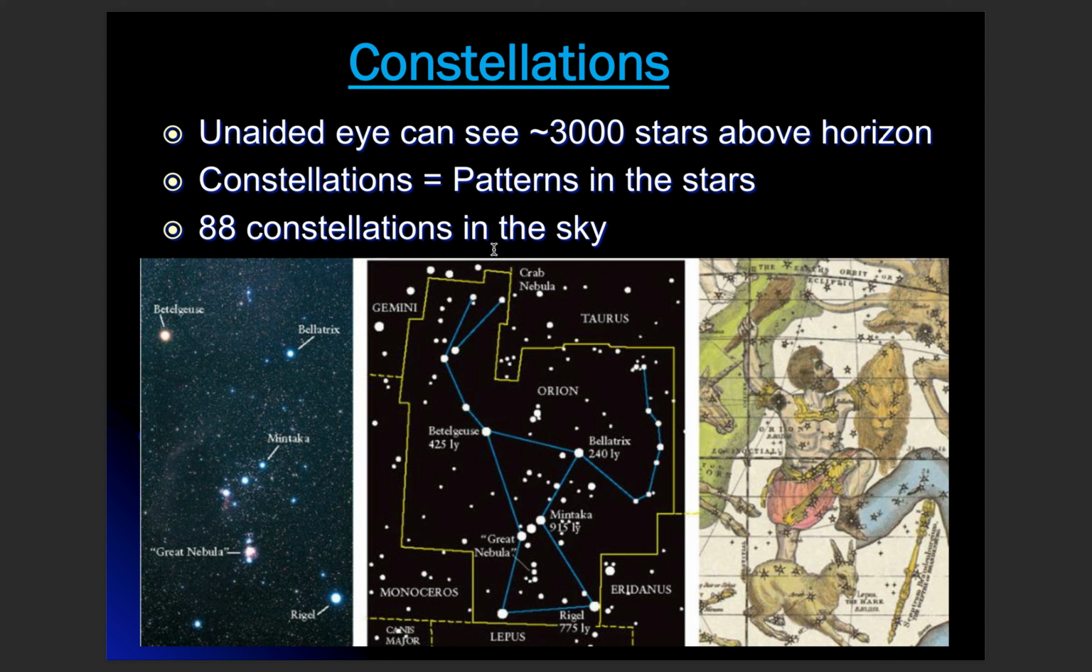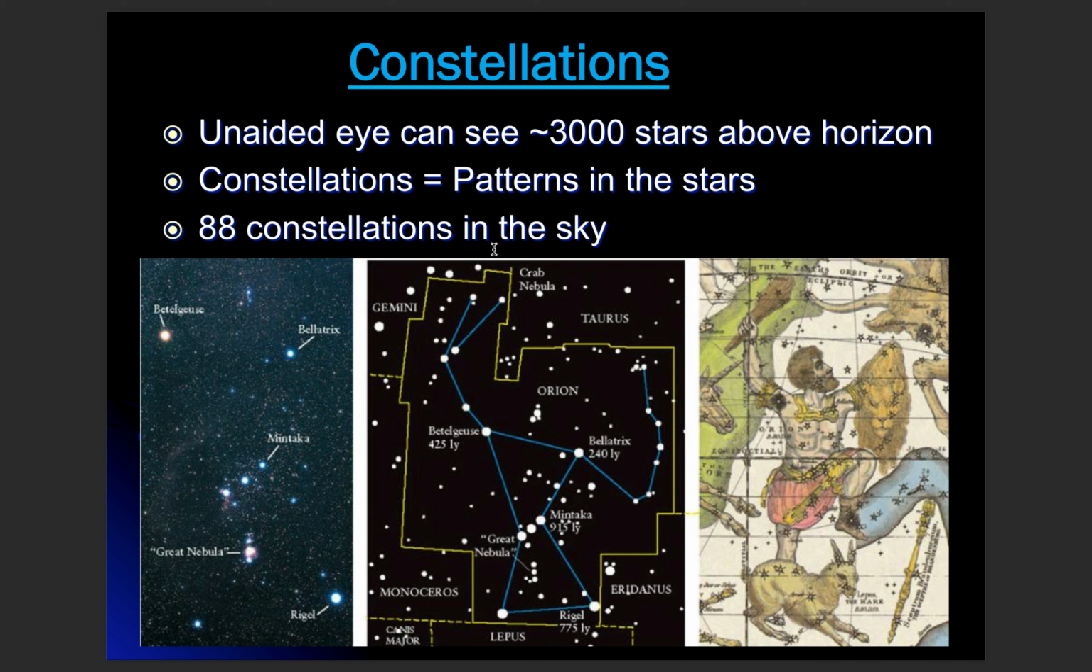So when you look at the night sky, I'm sure you've heard of constellations. But what really is a constellation? So you look up and you see all those stars, and you know that somewhere someone has designated some pattern to those stars. And that's what we call these constellations. So if you look up at the night sky without any binoculars or telescope, just with your naked eye, you can see about 3,000 stars above your horizon.